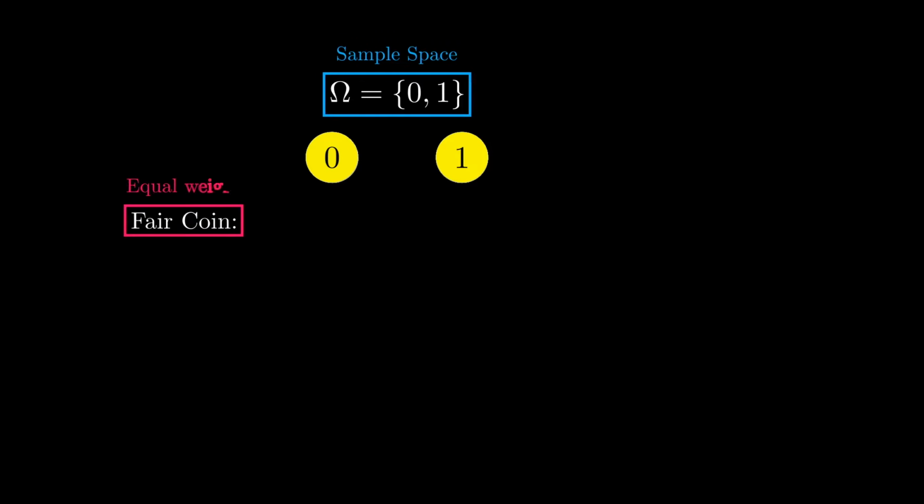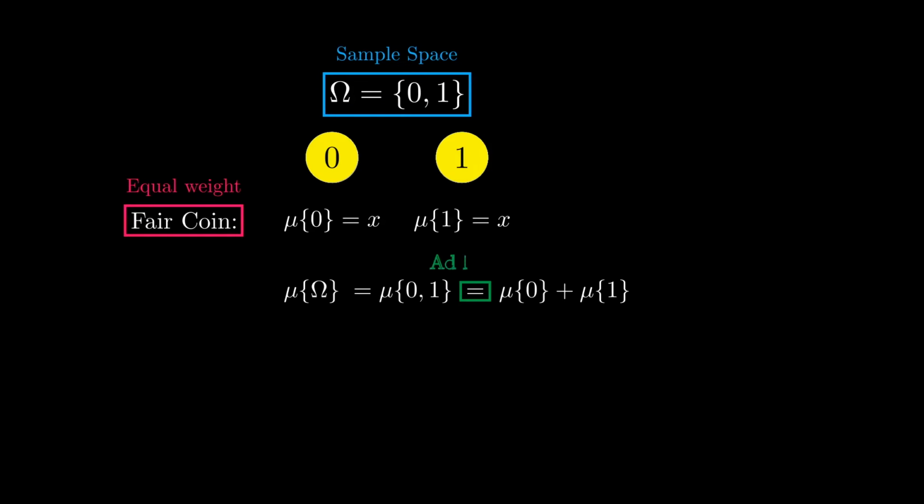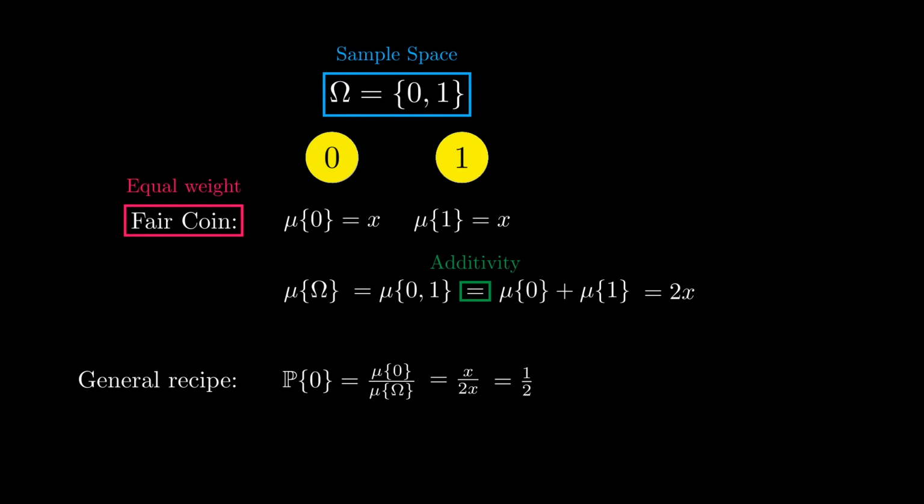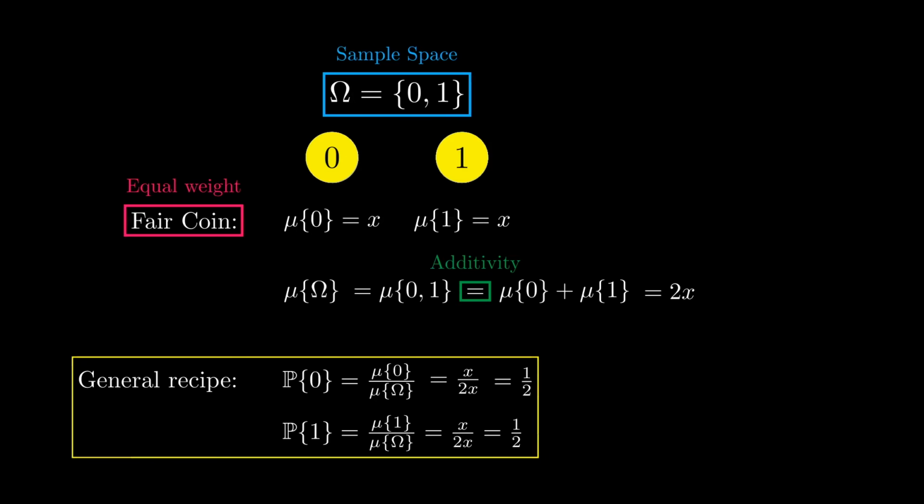But why? For this, simply take a measure that assigns the same weight x to 0 and to 1. Then, by using the additivity from before, we find that the total weight of Ω is given by the sum of the weights of 0 and 1, which is 2x. So if we take our general recipe, we find that the probability of 0 is simply the weight of 0 divided by the weight of the whole space, which is x divided by 2x, or simply 1/2. And in the same way, we find that the probability of 1 is also 1/2.